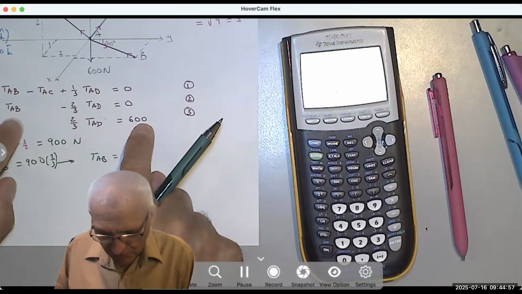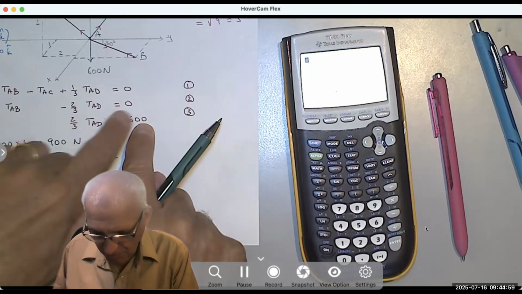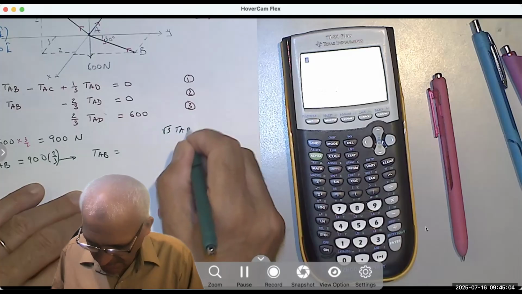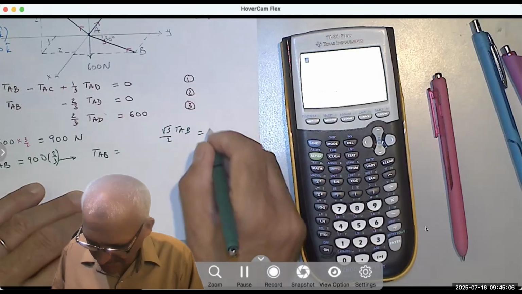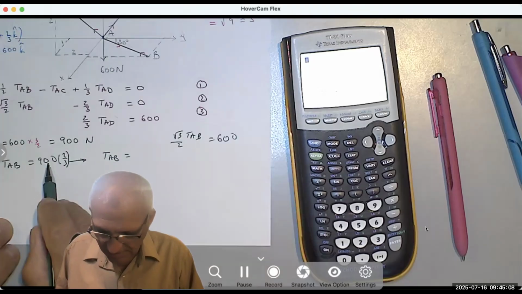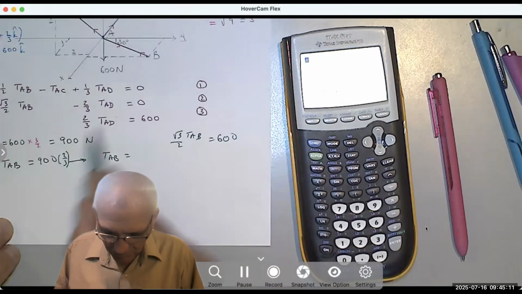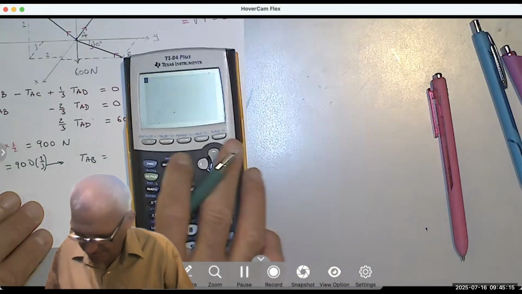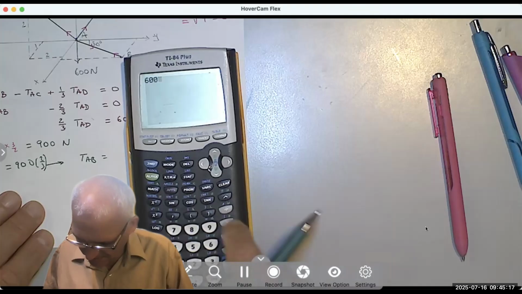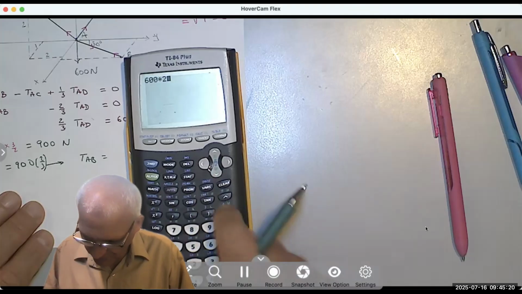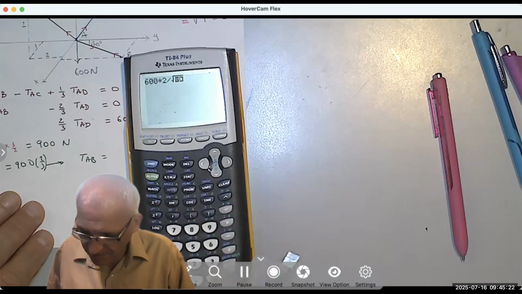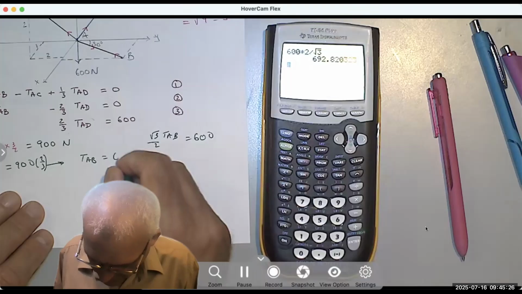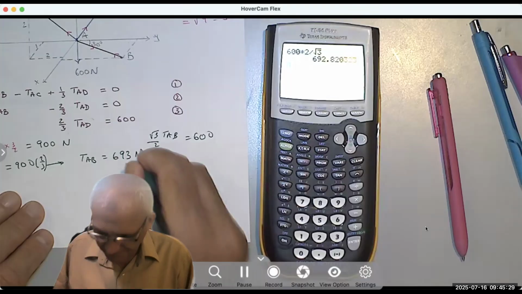So root 3 over 2 TAB minus 600 equals 0, or root 3 TAB over 2 equals 600, not 900. If I want to write 900, then that would be TAD, then I multiply it by 2/3. So very sorry. So that should be 600 times 2 over square root of 3, and you get 692.8. 693 Newton is good enough.